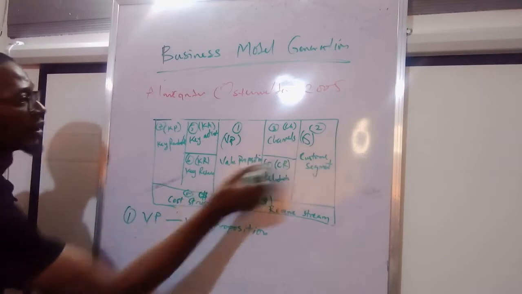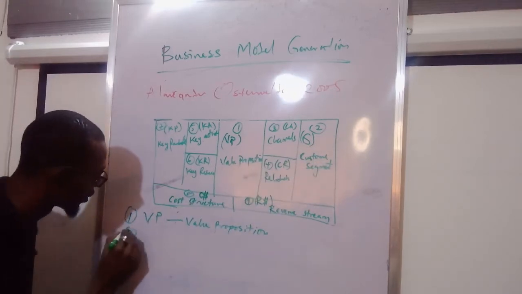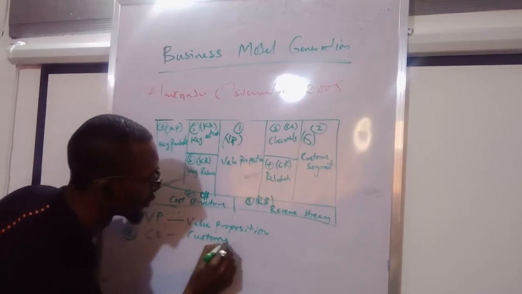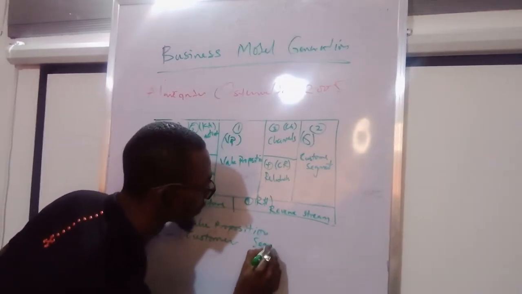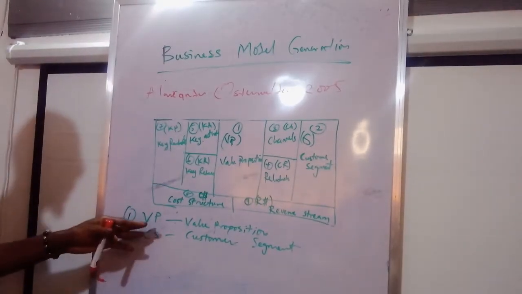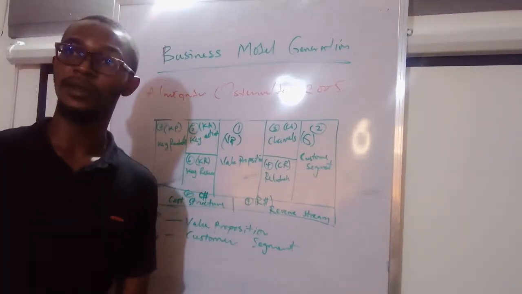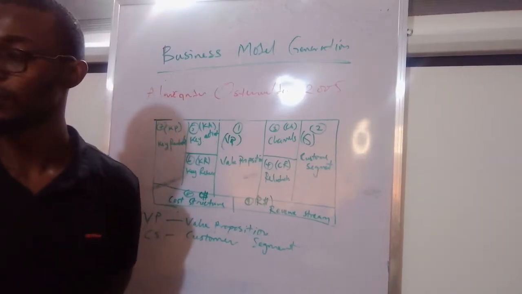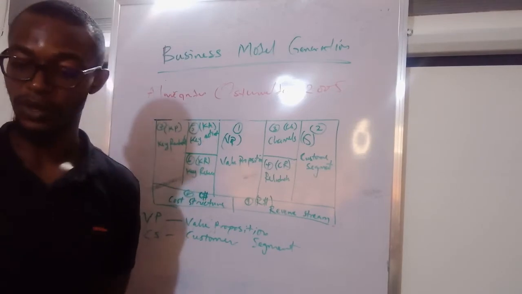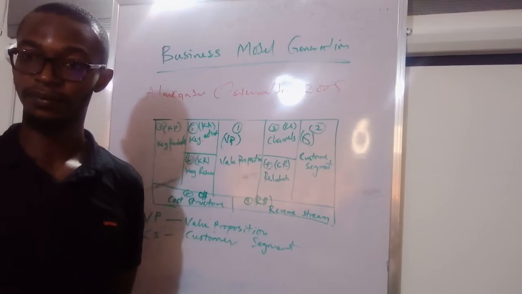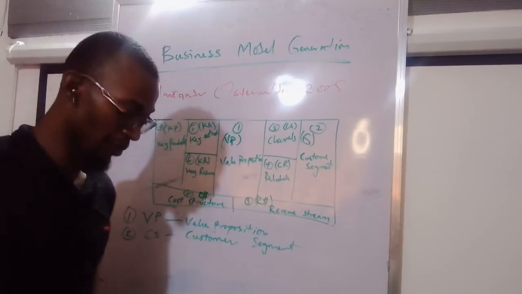Now, this second one here, CS, we have the customer segment. Who are the people getting this particular value that we're proposing? That's where the question of market comes in. Who are the people?